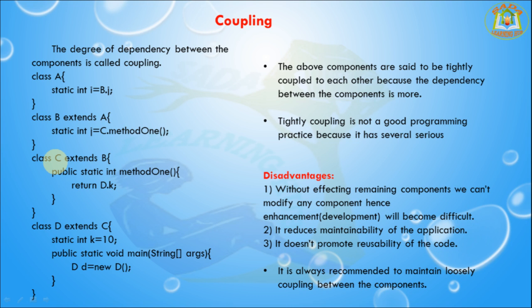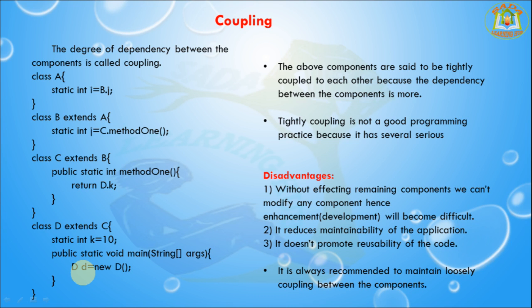Now, this is the class C. We are extending from B. This C class contains one static method, method1. In this method1, I am returning D.k. Here D.k means the class D is there. It is extending from C. In this D class, we have one more static variable, k, which is zero. Here one public static void main is there.